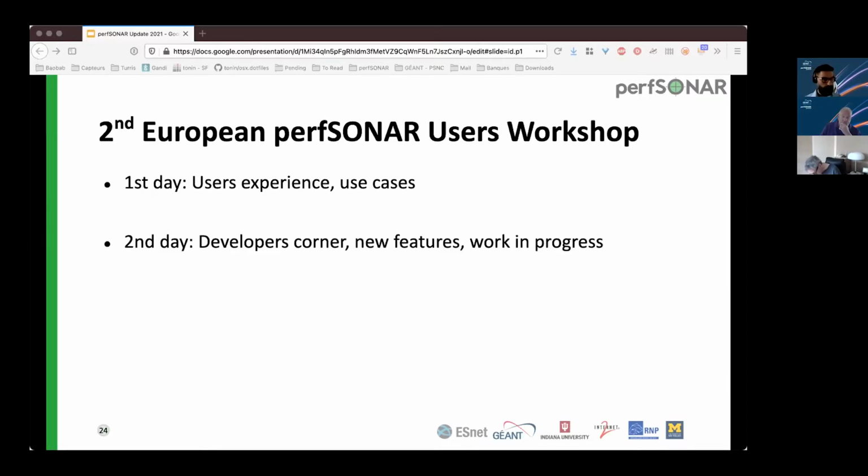And then tomorrow, on the second day, we'll talk more about the development side of perfSONAR. So there will be presentations from developers, but aimed towards you users. If you want to know more about new features and work in progress, that will be mostly for tomorrow.